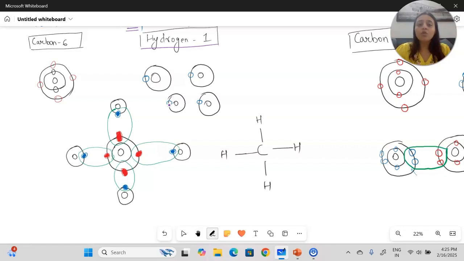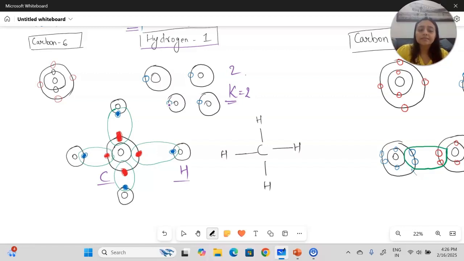Now for the covalent bonds, this is the hydrogen one and this is carbon. When we place them together, each hydrogen needs how many valence electrons to stabilize? At least 2, right? Because you already know that the K shell must have 2 electrons to stabilize any element. And carbon needs how much in its outermost shell? So there are 1, 2, 3, 4, 5, 6. So it needs 8 at least, right?